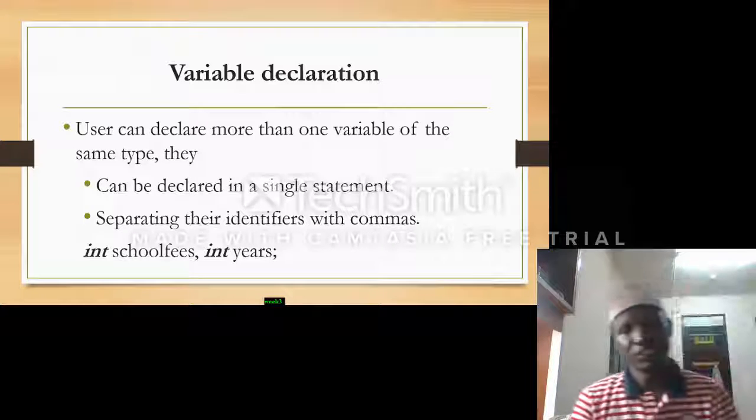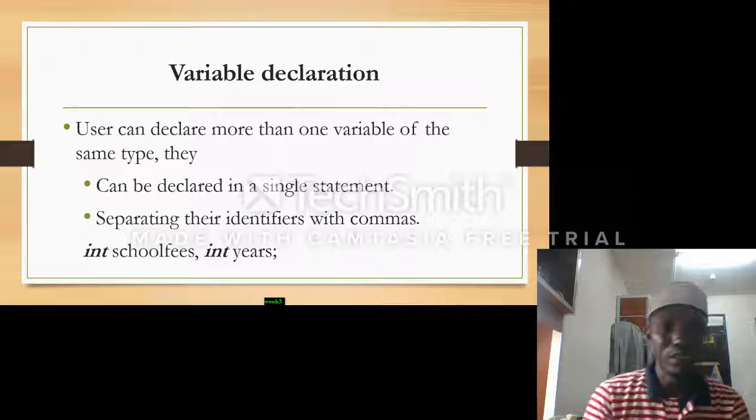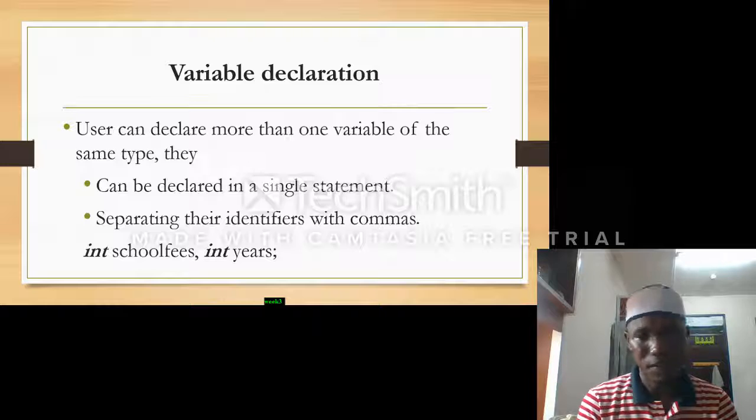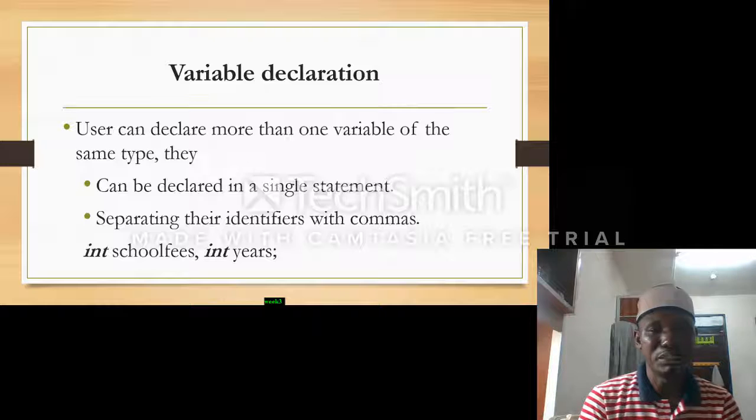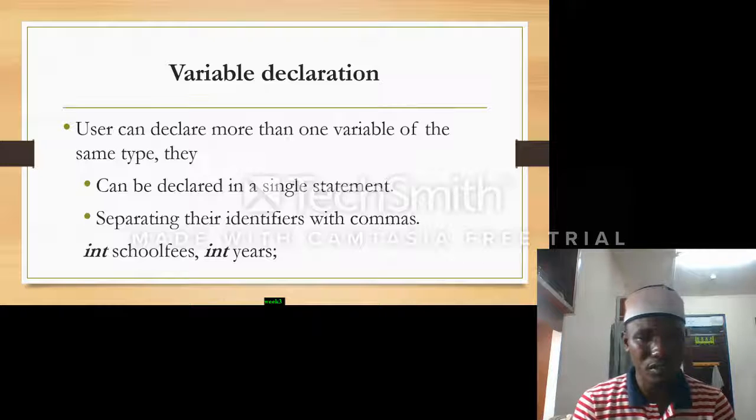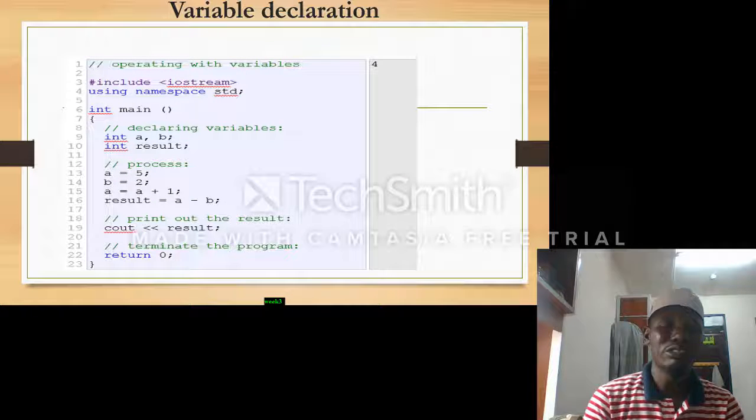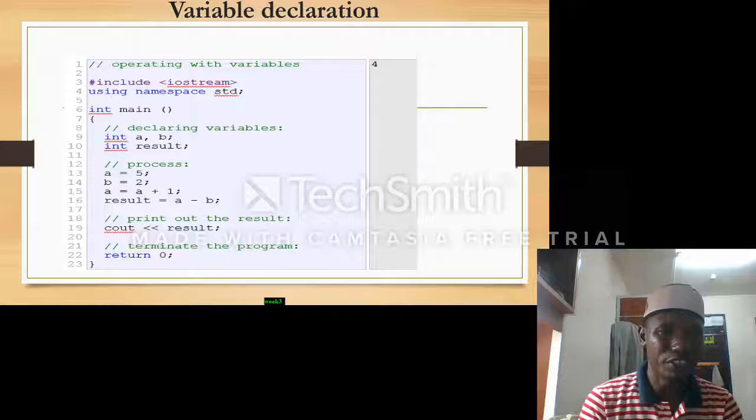Still on variable declaration, users can declare more than one variable of the same type. They can be declared in a single statement, separating their identifiers with commas, just like in this: int school_fees, int yes. Two different variables are declared in the same line, now separated with a comma. You can do that as well. You see that? Now, let's look at this example, operating with variables.